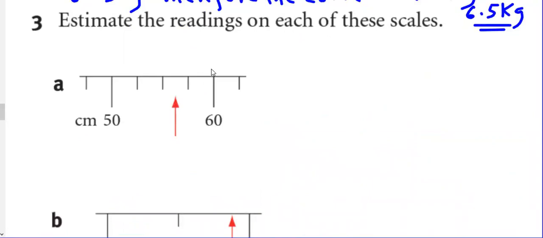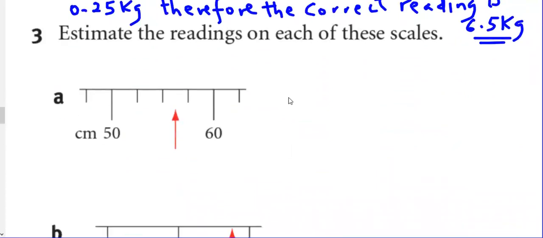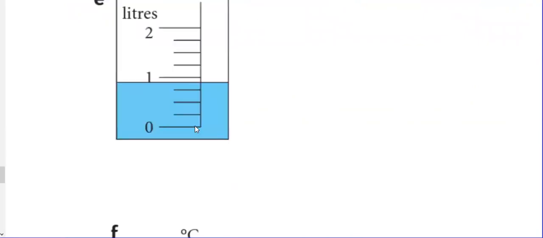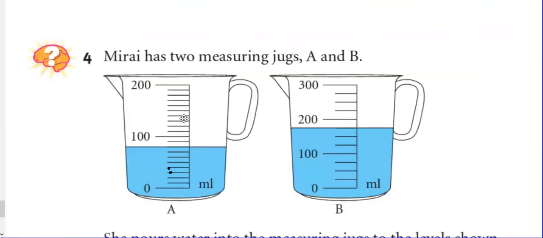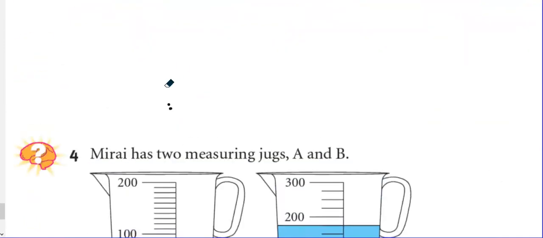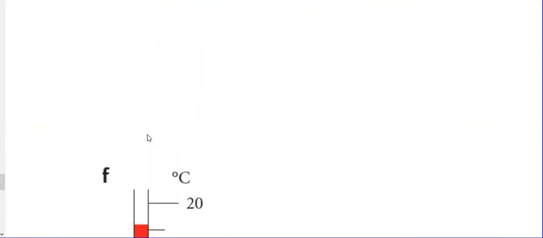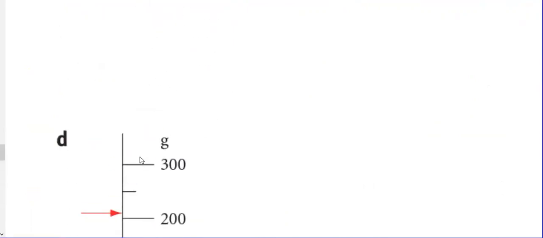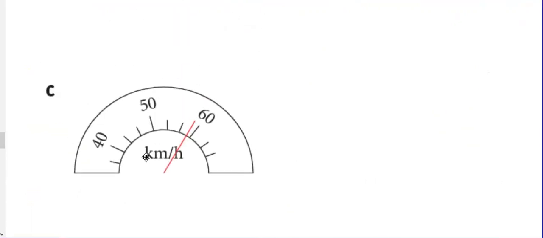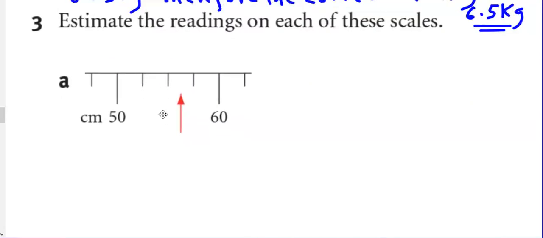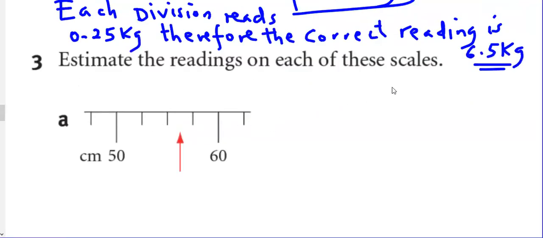Question number 3 is estimate. What does estimate mean? Estimate is to find a rough reading, just an approximate. So we are not talking about exact answers here. We'll be talking about approximate answers, the answers which are just rough answers, in other words. So we don't have to be exactly correct. We'll be estimating the readings on each of these scales.